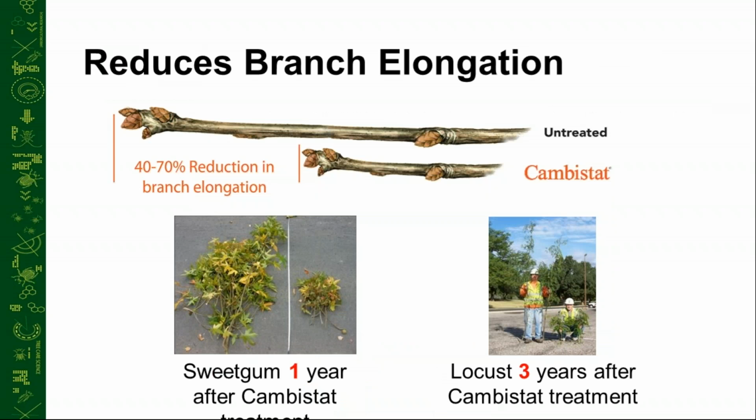It does vary depending on tree species. We generally recommend about a 40 to 70% growth reduction in annual branch elongation. Some plants, such as sweet gum, 1 year after a Cambistat application, could see growth reduced by about 90%. Locust is fairly similar. Some plant material, such as pines, spruce, or other conifers, is closer to about 15 to 25% growth reduction.